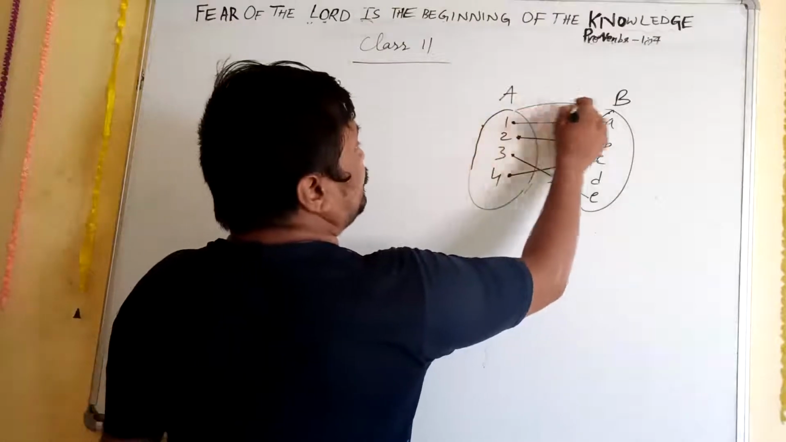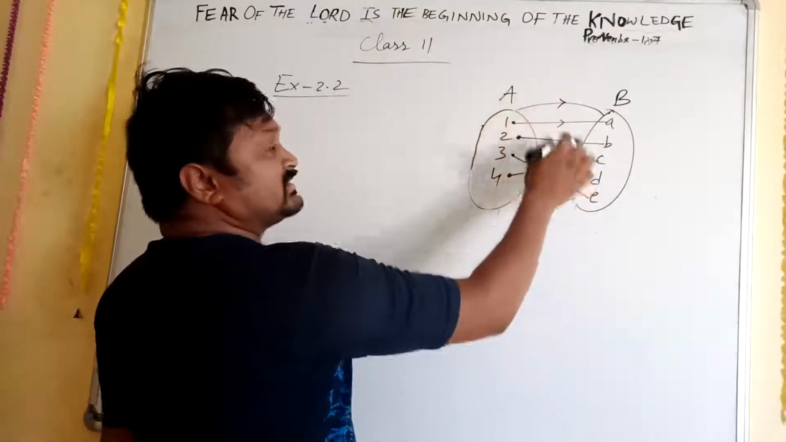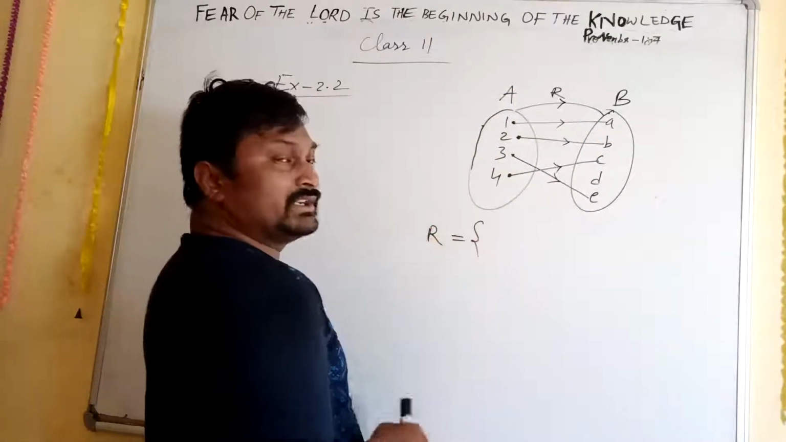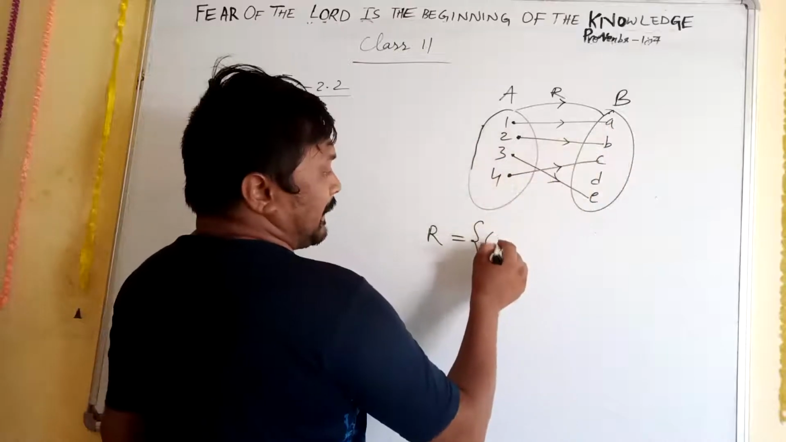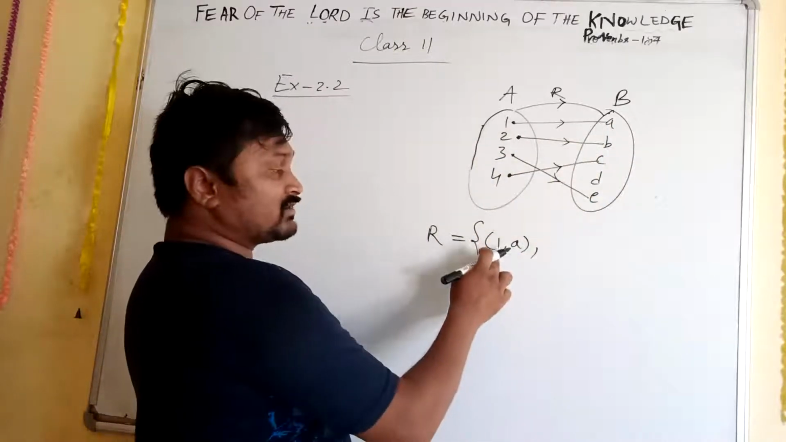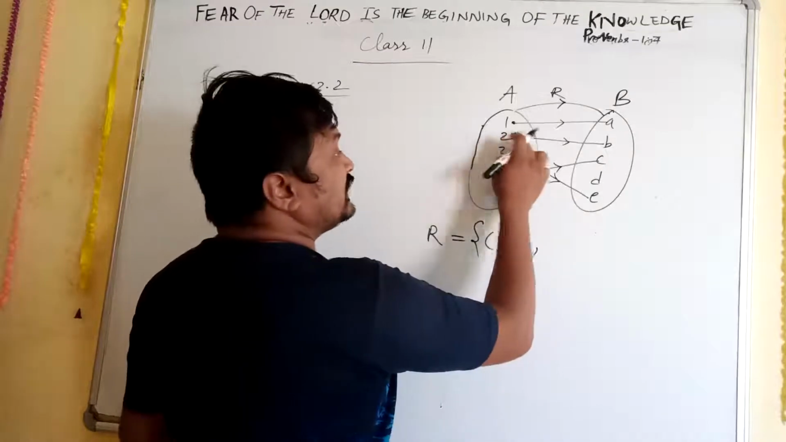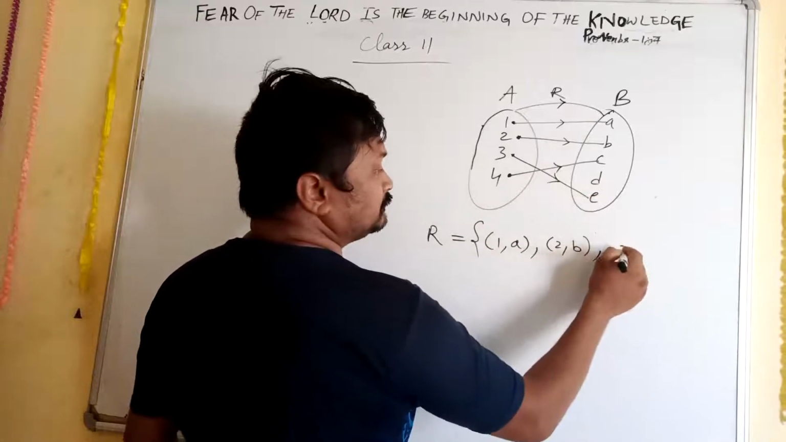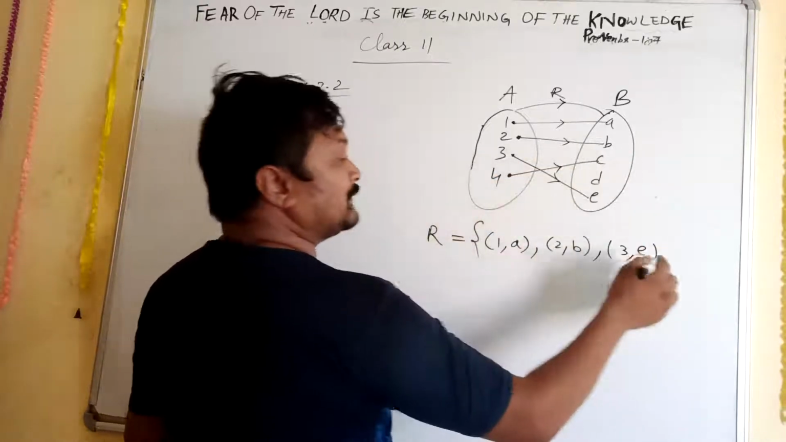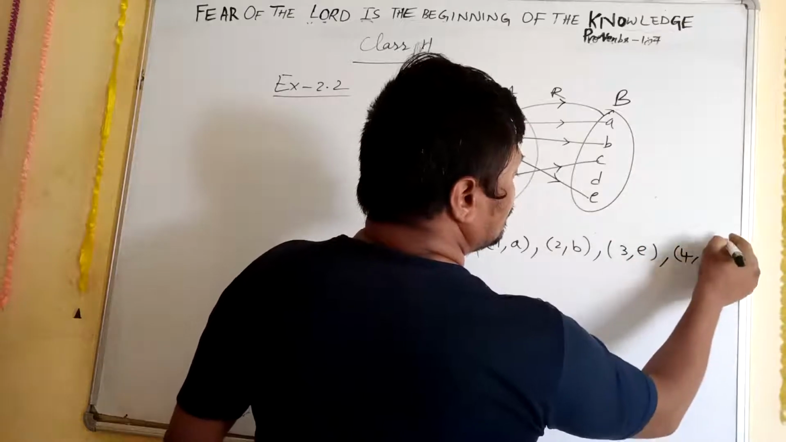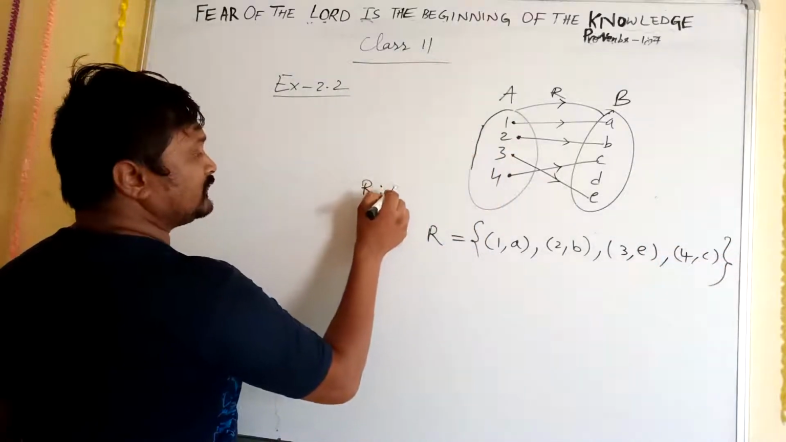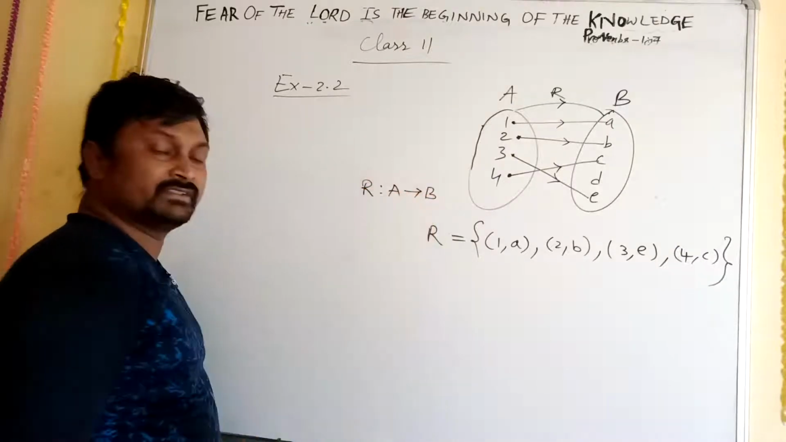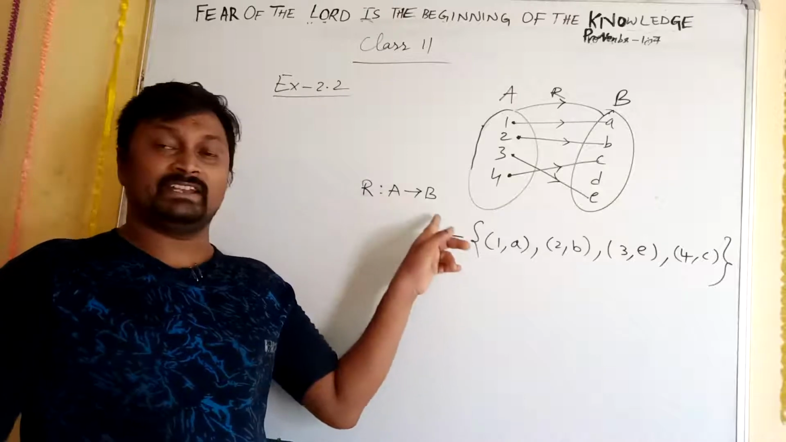So now, A to B, whatever this is, we call it a relation. The relation R is equal to (1, A), and these are called ordered pairs. Then (2, B), next (3, E), next (4, C). The relation R maps A to B. So the relation is from A to B.